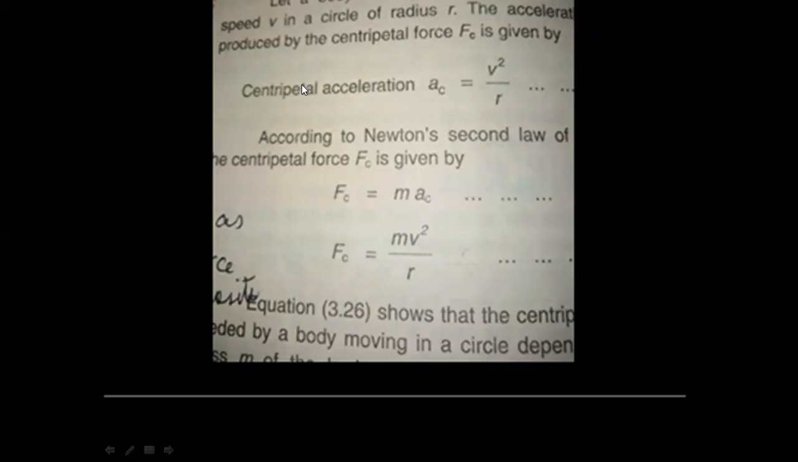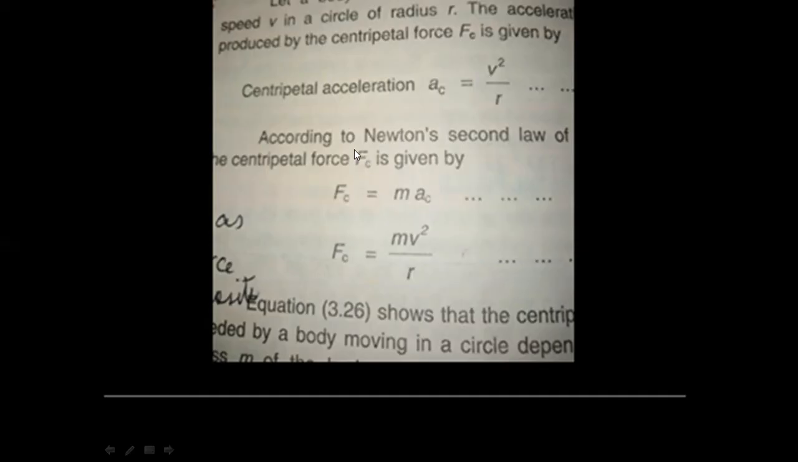Now consider a body which is having a mass m and its velocity is v, and it is moving in a circular orbit, and the radius of that circle is represented by r. Then the centripetal acceleration that is produced by centripetal force, its formula is given by AC, A for acceleration and C for centripetal. AC is equal to the square of the velocity divided by the radius of the circle.